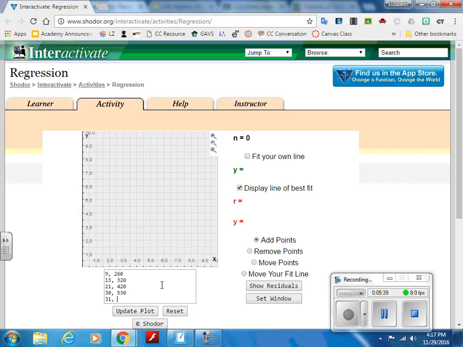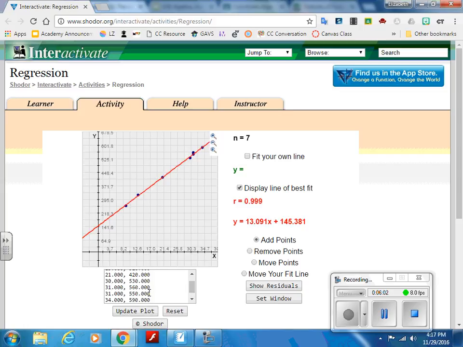31 grams of fat had 560, and there's also another sandwich that also had 31 grams of fat, but this one had 550 calories. Maybe it had lettuce instead of a whole wheat bun, 10 calories less. And then 590 calories. I haven't put in all of my data. I'm going to let you actually type all of this in. But then I click Update Plot.